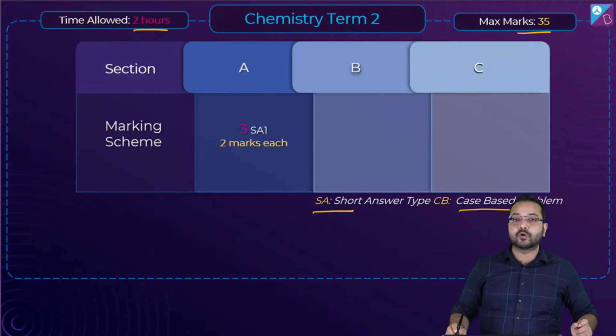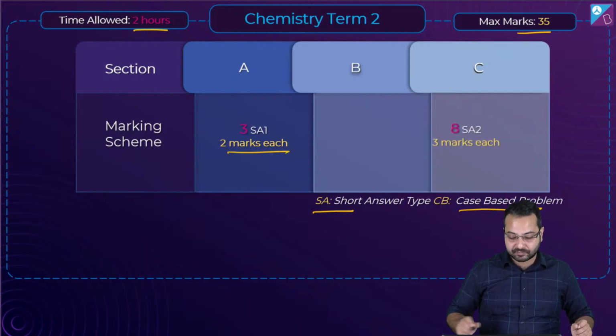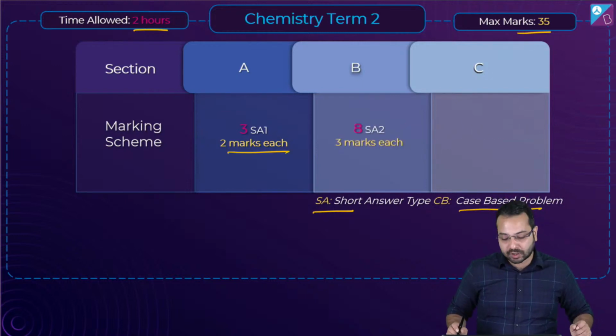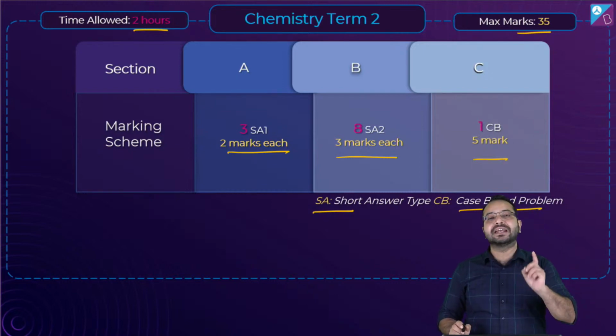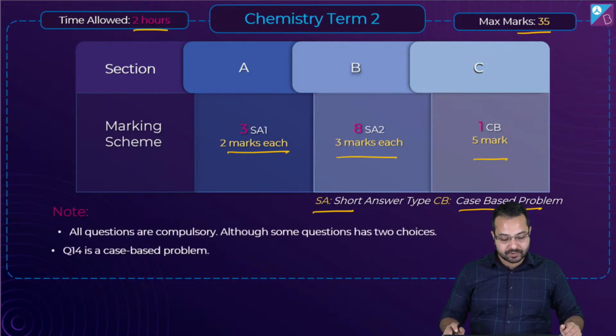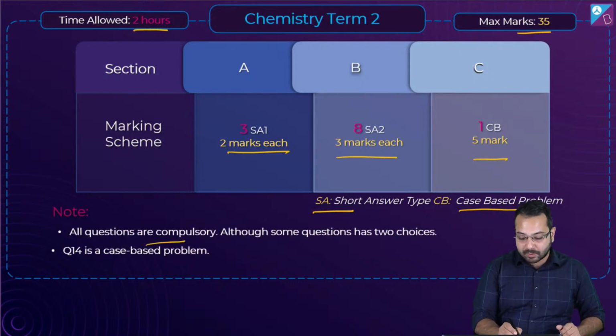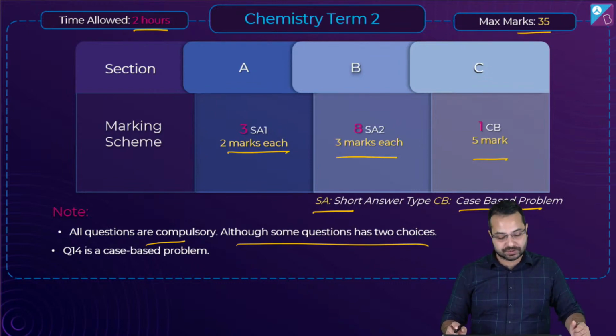In section A, there are going to be 3 short answer questions, which are going to carry 2 marks each. Then there are going to be 8 short answer type questions in section B, which are going to carry 3 marks each. And then in section C, there's going to be 1 case based question, which is going to carry 5 marks. Okay, now all questions are compulsory, but as I said, some questions may come with options. Okay, there can be internal options in the questions.